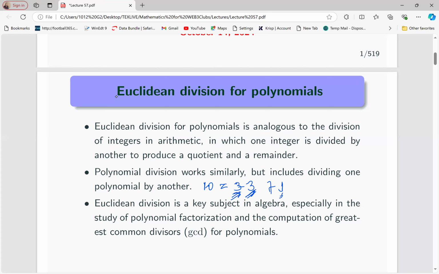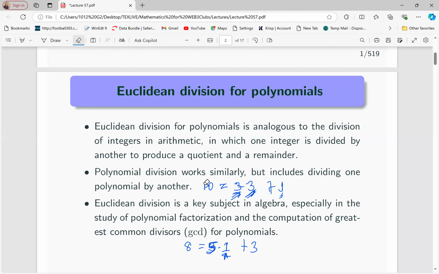So when you have two numbers, you can express one of the numbers in terms of the other. For instance, when you talk of 8, and let me use 5, 5 goes into 8 once. So this becomes the quotient. And then what is the remainder? So that is what we call Euclidean division.